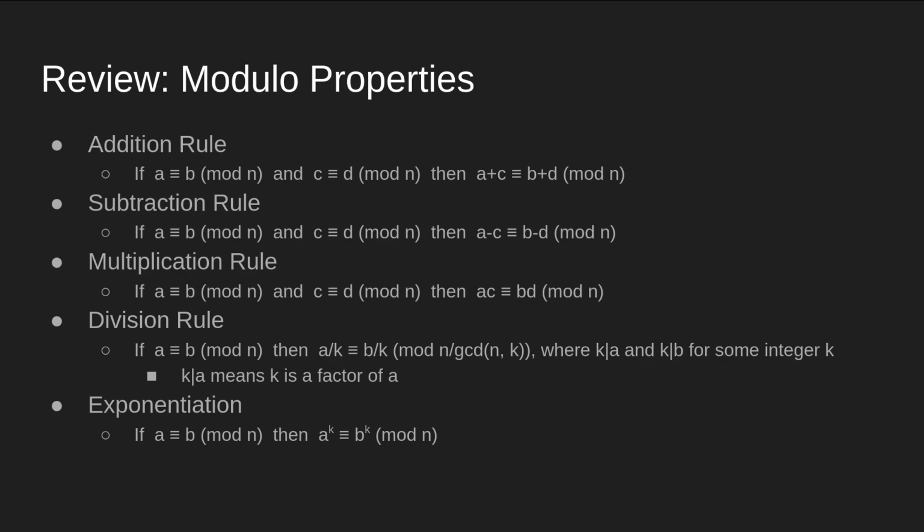And then the division rule is a bit more tricky. It says that if A is congruent to B modulo n, then A divided by K is congruent to B divided by K modulo n divided by the greatest common divisor of n and K. And K must divide A and B for some integer K. So let's break this down and pick apart what it means. First off, K has to divide both A and B. K divides A means that K is a factor of A. So basically, A divided by K and B divided by K have to be integers.